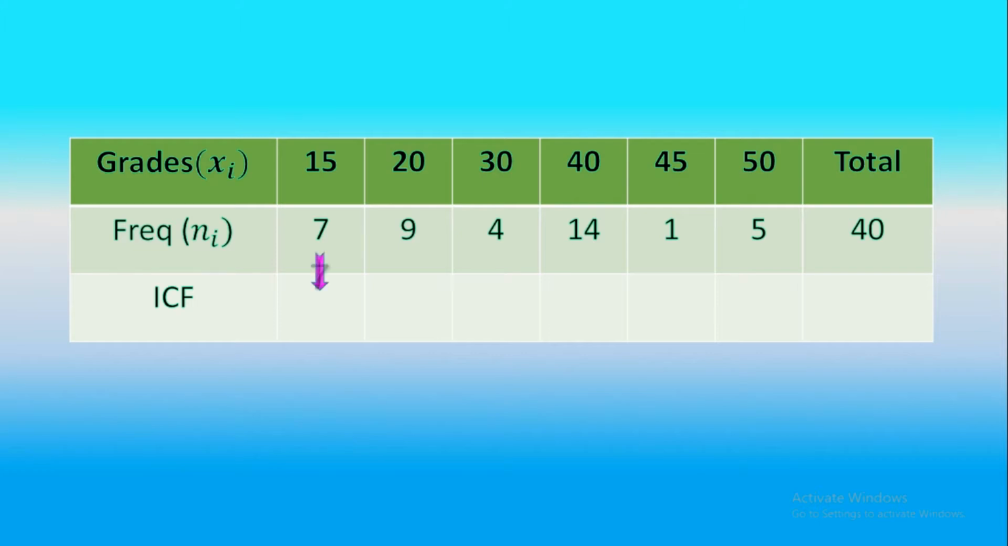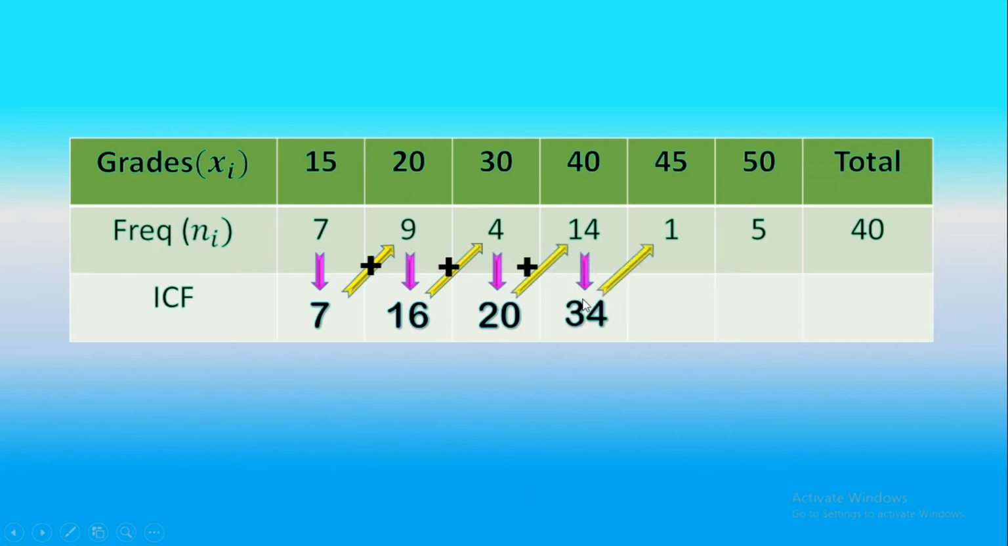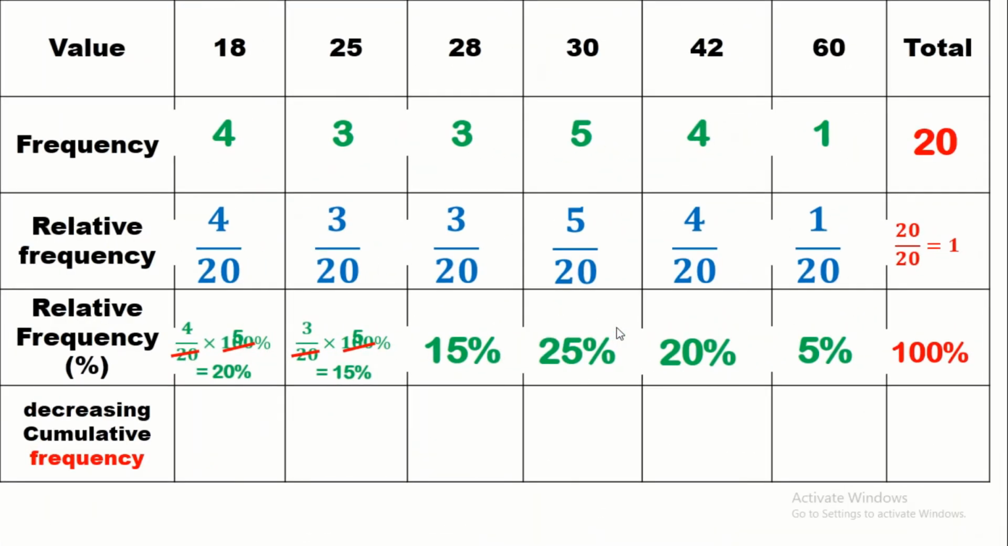We start by the first frequency, which is here 7. Now we just add each one to the next frequency. So here 7 plus 9, it gives us 16 plus 4. It gives us 20, 20 plus 14, it gives us 34, plus 1 is 35, now 35 plus 5, it gives us 40. Note that the last number obtained in the increasing cumulative frequencies is exactly equal to the total of frequencies. Now what about the decreasing cumulative frequencies?